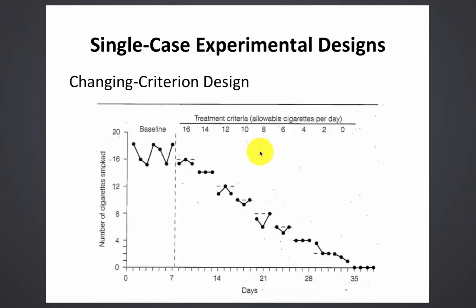And then finally, this is the changing criterion design. So you essentially measure baseline, you change the criteria, you change the level of the treatment over time. So in this example, the treatment criteria was the allowable cigarettes per day. So in the first few days of this experiment, they were allowed to have 16, and then 14, and then 12, and so on. And we see that the actual number of cigarettes smoked decreases depending on this level of the treatment.